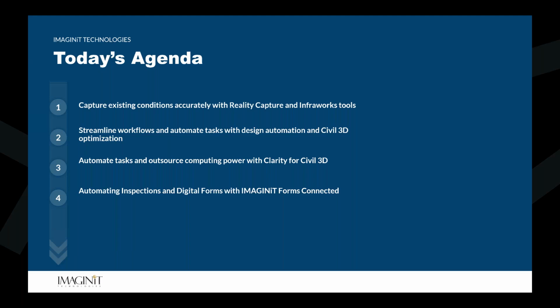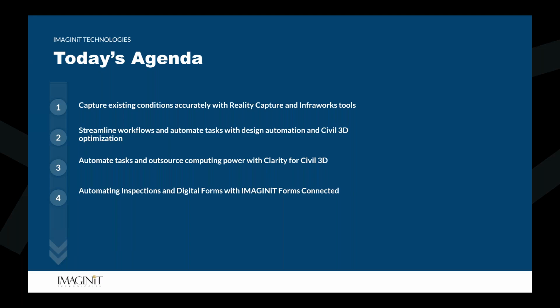And also getting into just some streamlining and automating a few different tasks with our plan in production and optimizing Civil 3D, just so we are avoiding unnecessary steps in the workflow and speeding up some things, to help with productivity. We'll talk about Clarity for Civil 3D and that automation process as well.